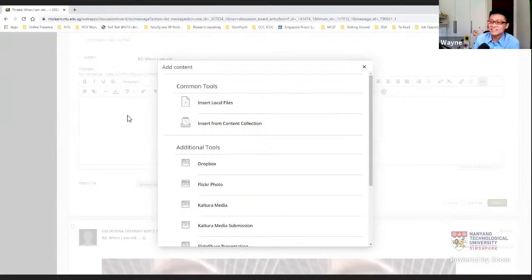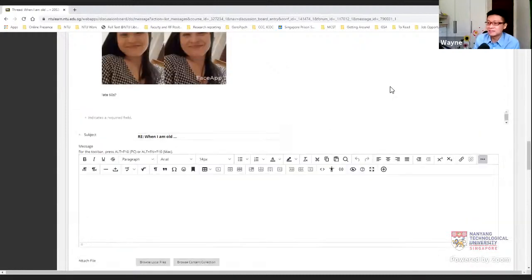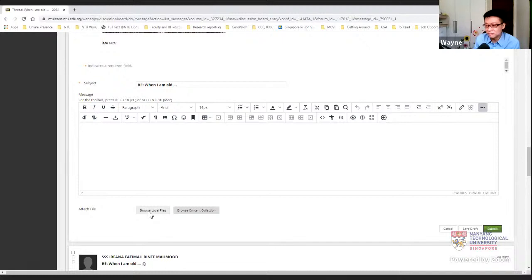Once again, go to reply to anybody's post, and then you come to a message box like this. I know what you guys are doing. You go to browse local file and just attach. That's what we usually do. But I'm actually surprised that few of you noticed how to use the toolbars. I mean, you've been in NTU for 3 years. I think I only started teaching this for one semester.